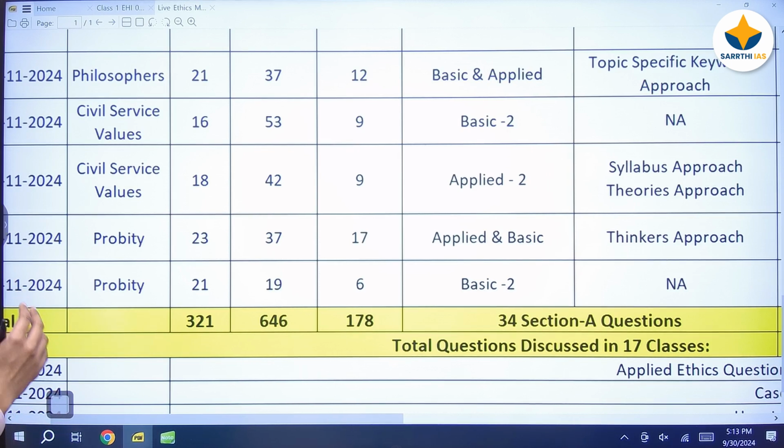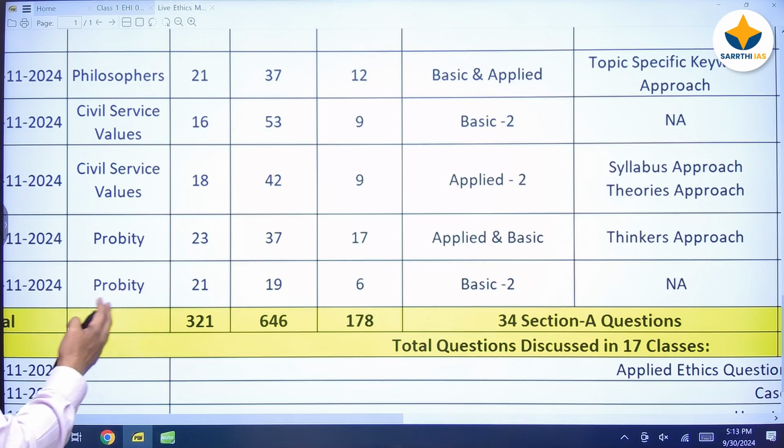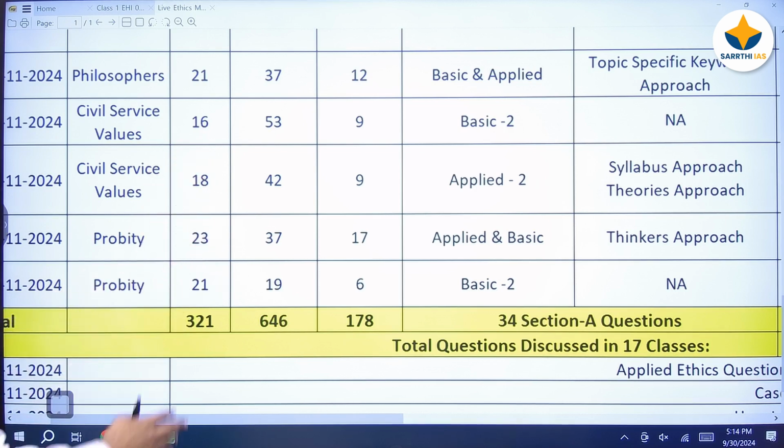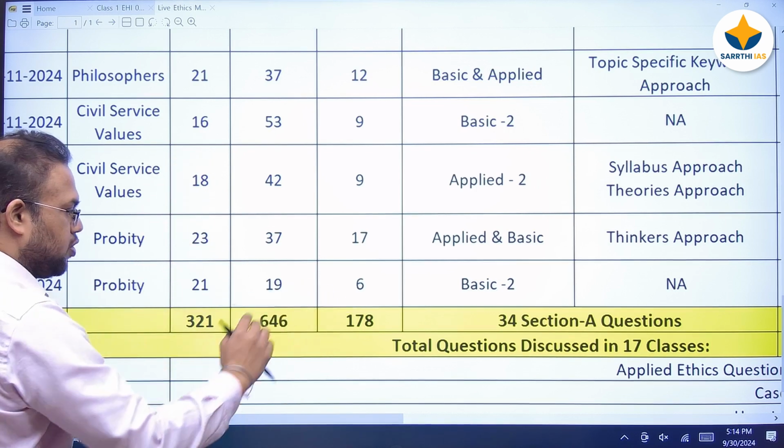I'll show you the sample notes as well. So the notes are of 321 pages, including all the solved answers, including the applied ethics issues, including all the theory, mind maps, etc. There are 646 examples. I have calculated examples in each class, plus this column is for current affair examples.